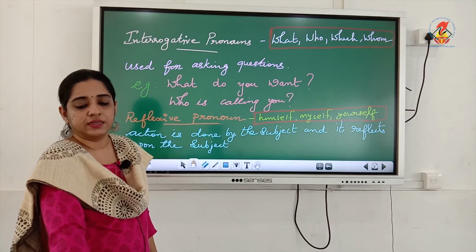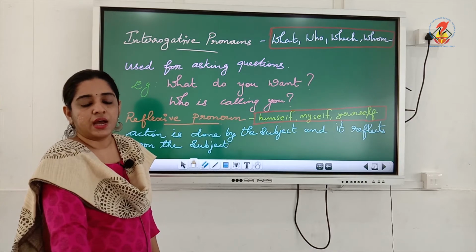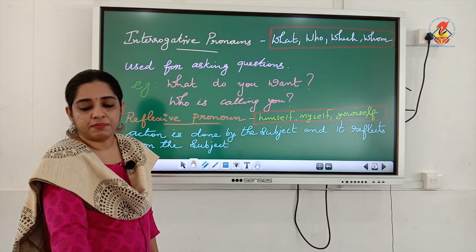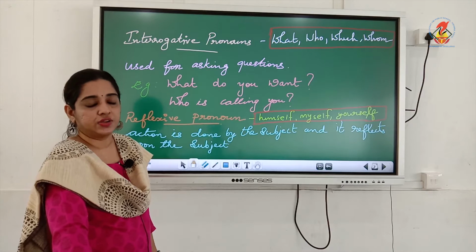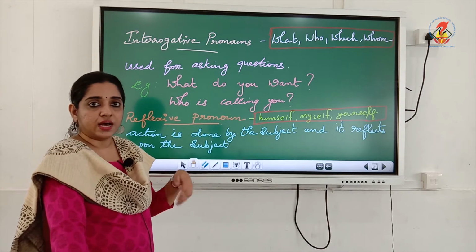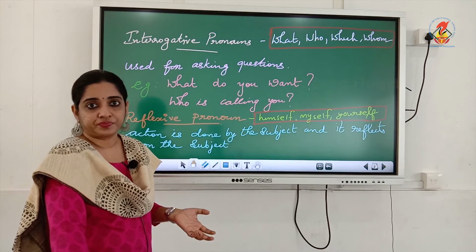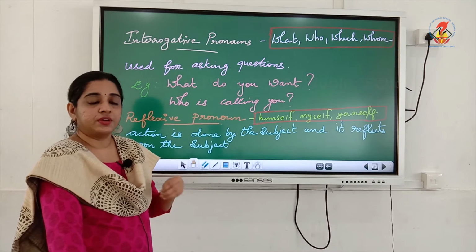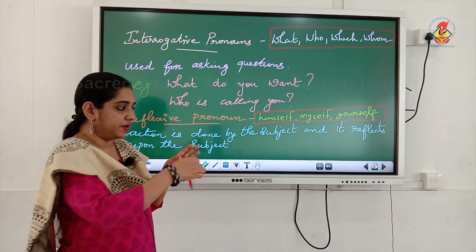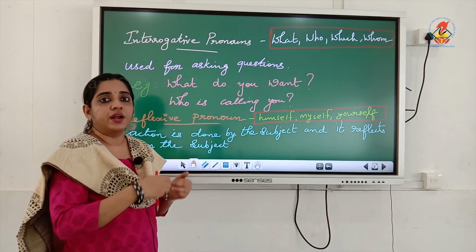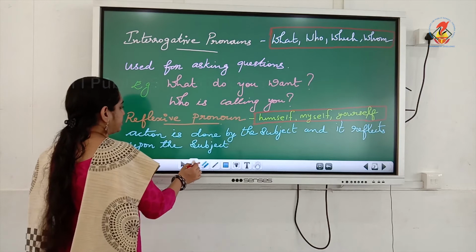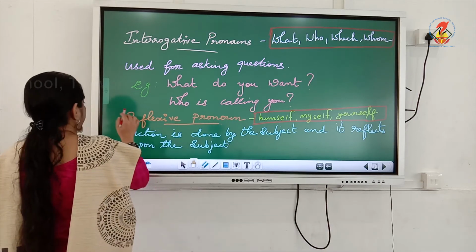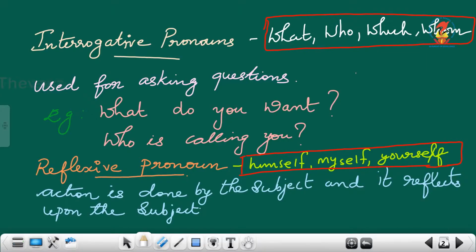The word which followed by a noun, bag, is used in the example. Which bag did you like? That means it is an interrogative adjective. So interrogative adjective means you ask a question followed by a noun, like which color do you like, which bottle do you like. So immediately after the question word you will be putting one noun. I will write one example here, interrogative adjective example.